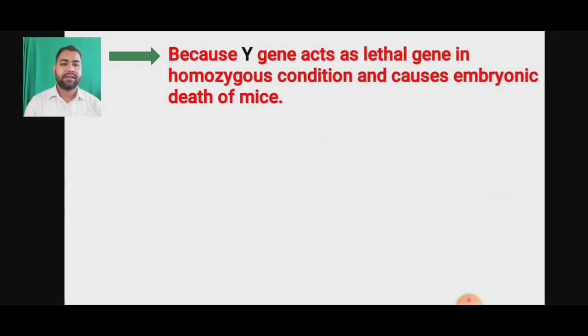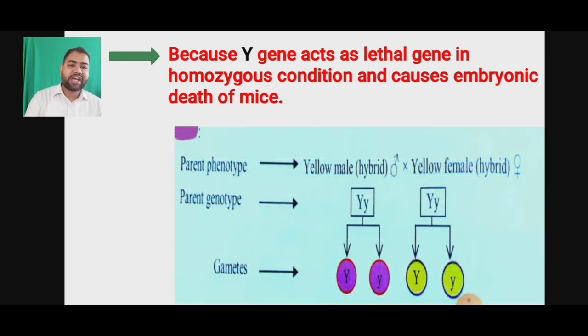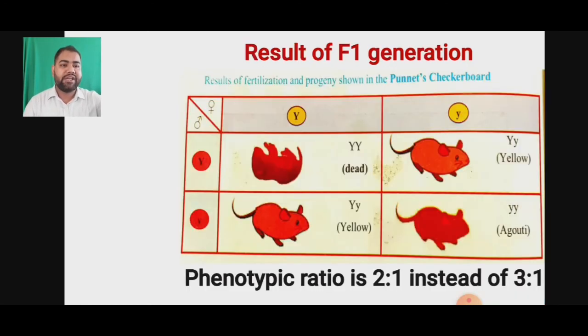Here, the Y gene acts as a lethal gene in homozygous condition and causes embryonic death of the mouse. Here, the yellow male hybrid is crossed with a yellow female hybrid. The parent genotype is capital Y small y and also capital Y small y. Here the gametes are capital Y, small y and capital Y, small y, and this gives the result of the F1 generation.